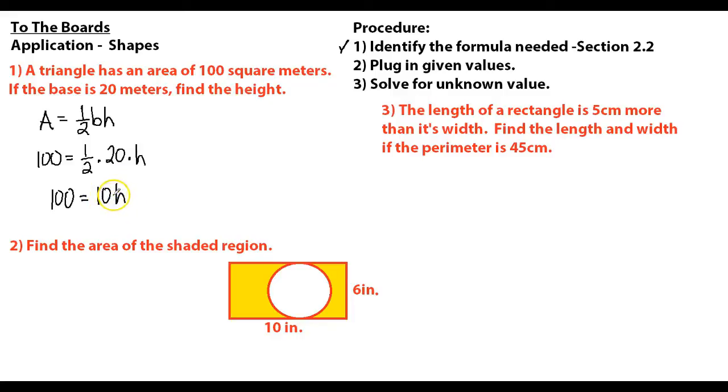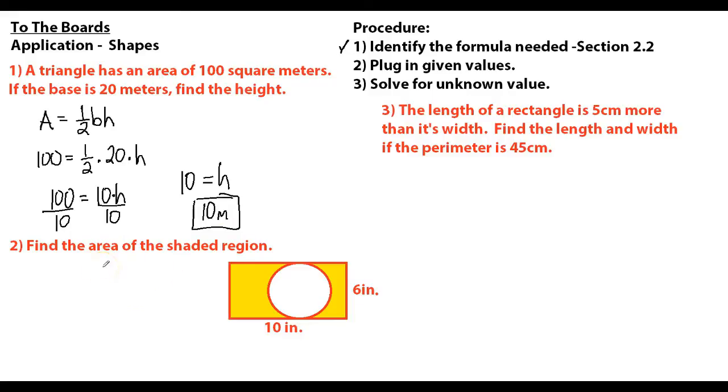I need to get h by itself, so I'm going to go ahead and undo the times by 10. To peel off a times by 10, we divide by 10. And 100 divided by 10 is just 10. So that means my height is 10 meters. And that would be my final answer for number 1. Number 2 is a little tricky.